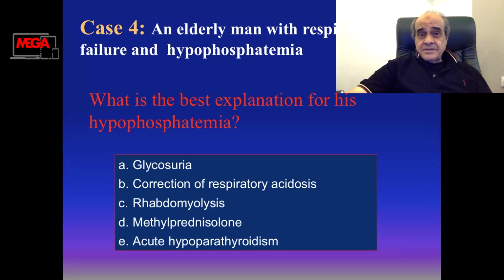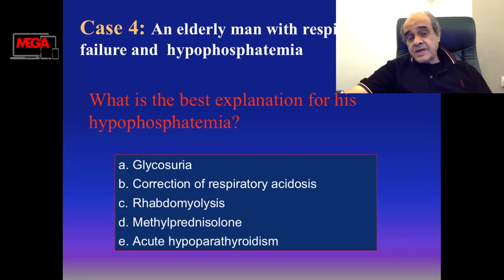This is an elderly man with respiratory failure and hypophosphatemia. What is the best explanation for his hypophosphatemia, which happened after correction of his hypercapnia by putting him on a ventilator? Is it glucosuria, correction of respiratory acidosis, rhabdomyolysis, methylprednisolone, or acute hypoparathyroidism?